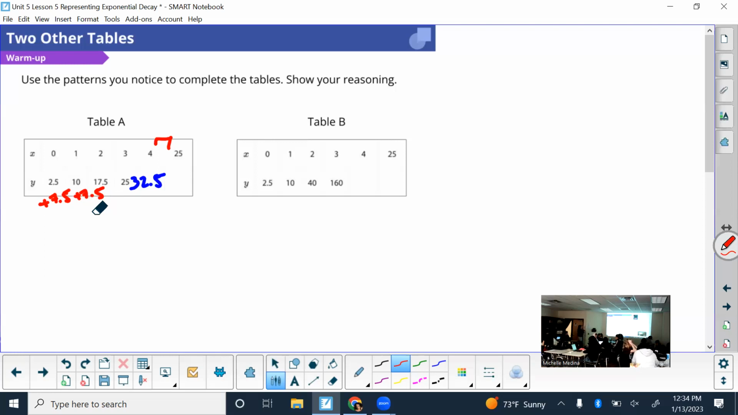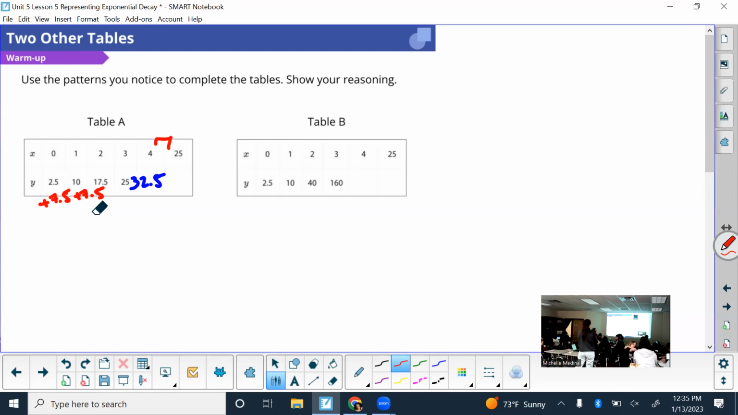It says use the patterns you notice to complete the table. But then in order to get the 25 answer, you would have to add 7.5 up to when you get to 25. Now, is that a good use of your time on a test? No. A better use of your time, and what I've been trying to teach you, is how to make the equations so that you can just plug in the number, no matter what number it is, and find the output. So use the patterns to your advantage.